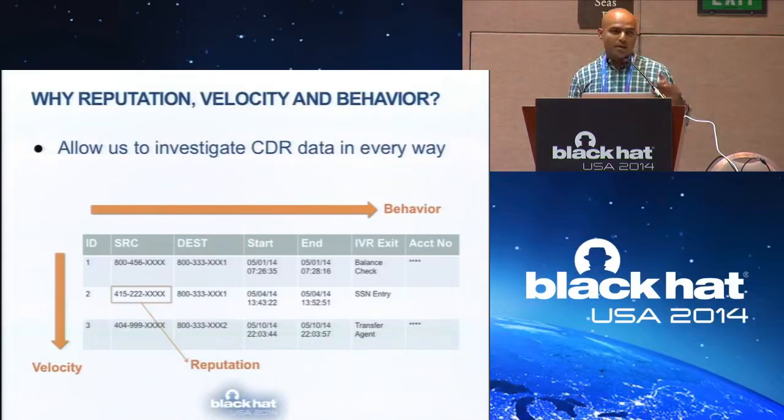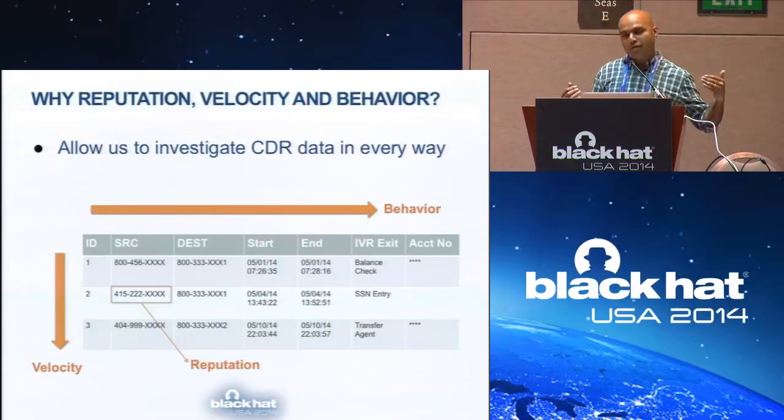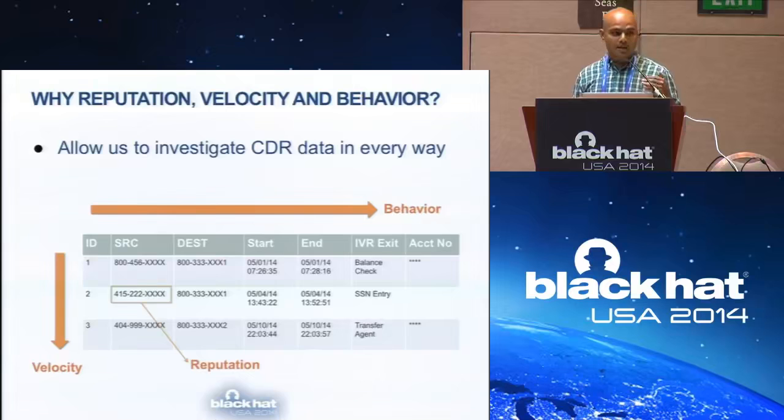Velocity is basically looking down the rows of the table. So basically, what is that number doing over a long period of time? And then behavior is sort of looking at the columns of that table. So basically, what is the number doing in a single call or in the space of a few consecutive calls? Reputation, velocity, and behavior together give us a very complete insight into CDR data and allow us to slice and dice it in every which way to extract all the information from it.